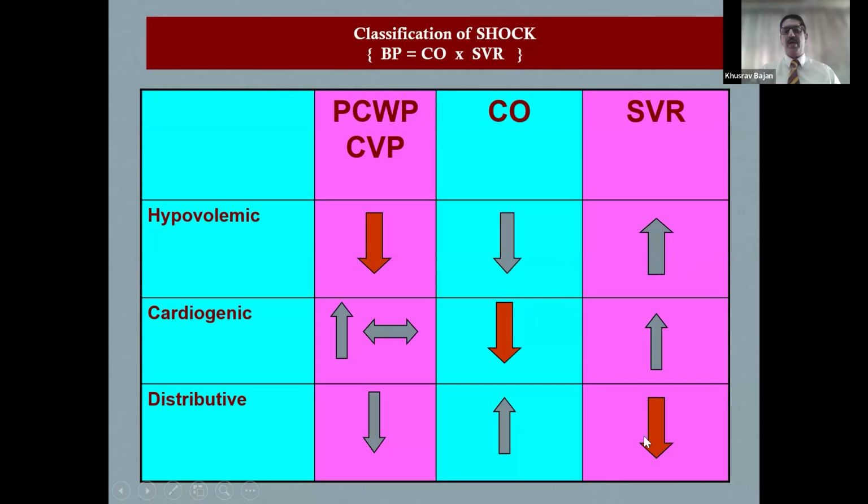Distributive shock is where there is basically a problem at the tissue level, and this is seen in septic shock, anaphylactic shock, and even neurogenic shock. Here the SVR is low. As a compensation, the cardiac output is high, and the preload would be relatively low. So if I ask you which is the shock in which you have a high cardiac output, the answer would be distributive shock.